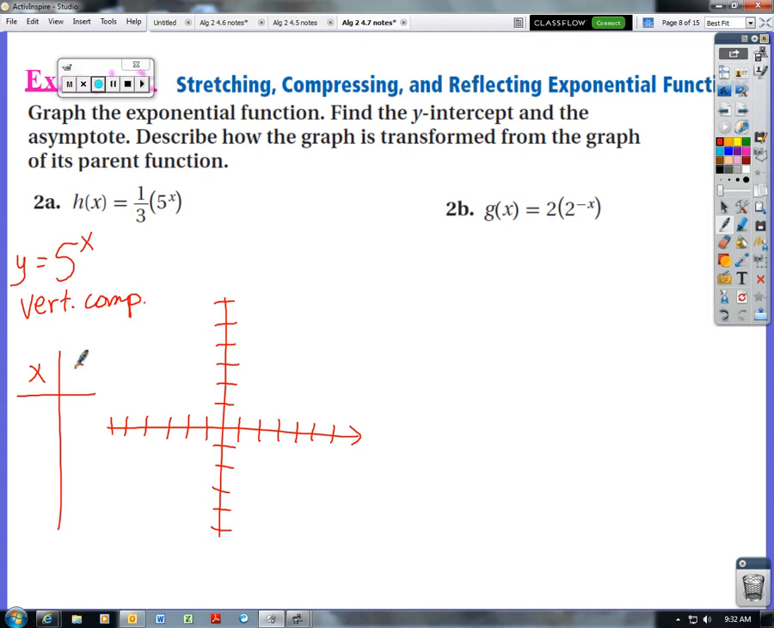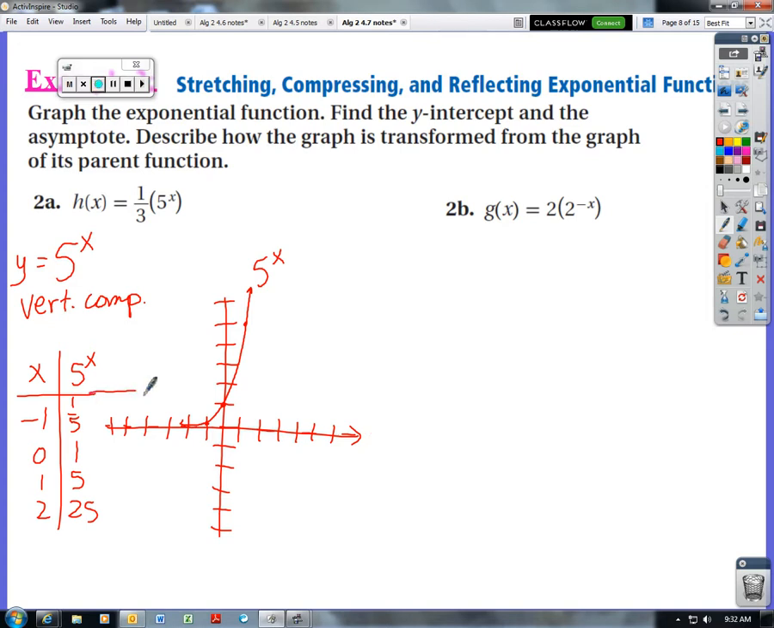x, and this is just going to be the parent. I'm going to just do -1, 0, 1, 2. So that's going to be 1/5, 1, 5, and 5 squared is 25. -1 up 1/5, 0, 1, over 1 up 5, 1, 2, 3, 4, 5. And that's about all I'm going to get graphed on there. So there's your parent. y equals 0 is the asymptote. And then it's going to be a vertical compression by a third.